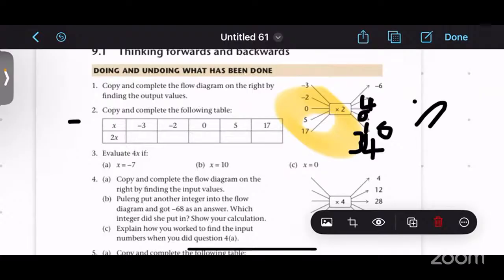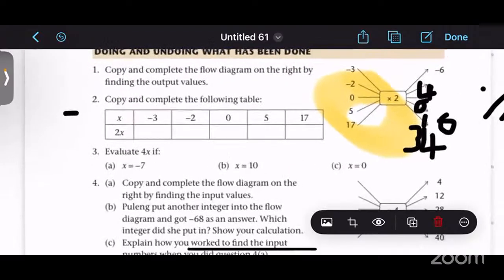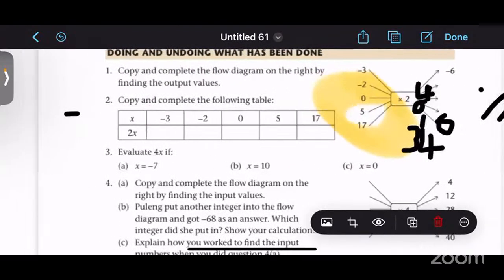Manahil, are you still there? Yes, ma'am. I said we're going to replace x with -7. So basically we're going to say 4 multiplied by -7.